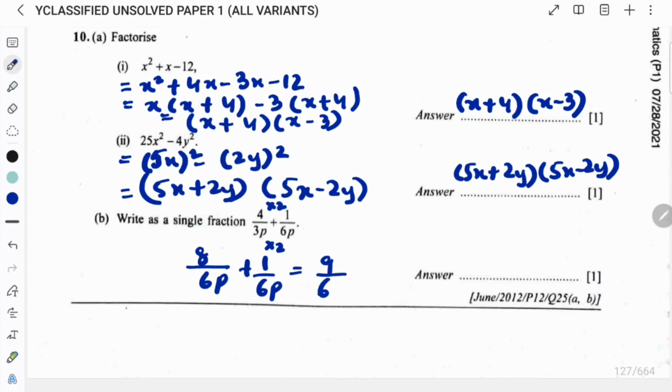So 9 upon 6p. Further simplify 9 and 6 in the 3 times table. 3 3s are 9, 3 2s are 6. 3 upon 2p is your answer. Or 1 whole 1 upon 2p can be your answer. But p is in the denominator, remember. So just write down 3 upon 2p.